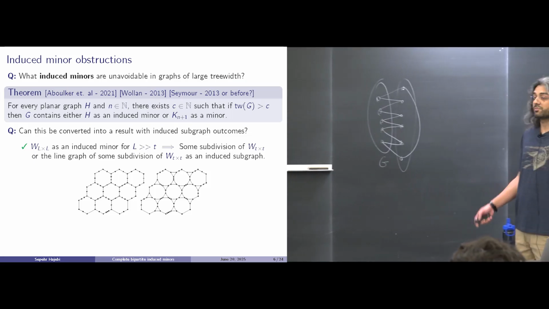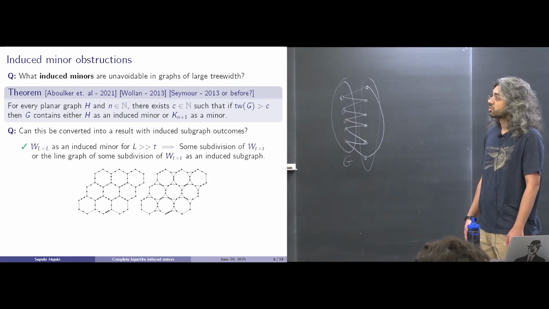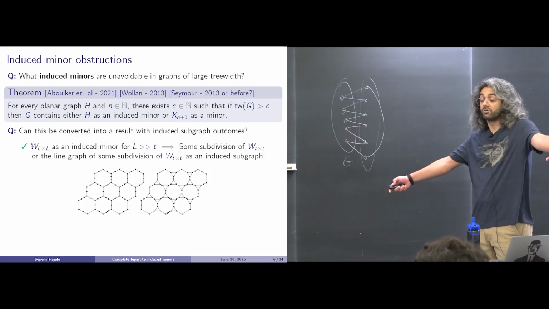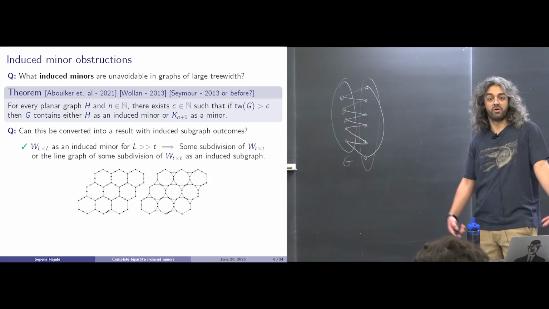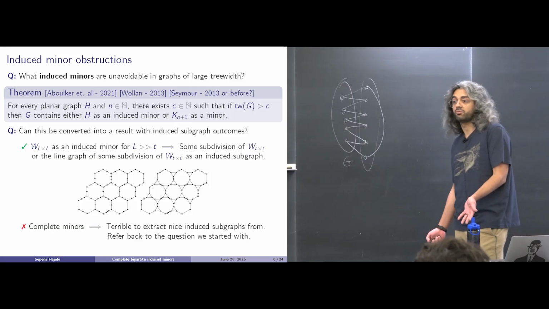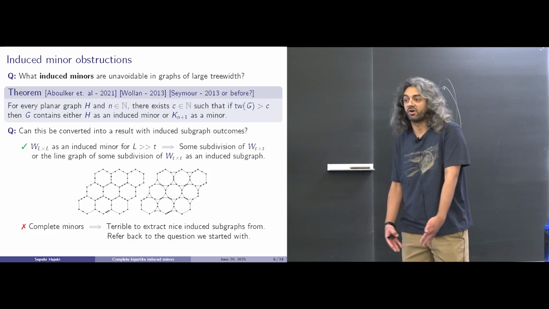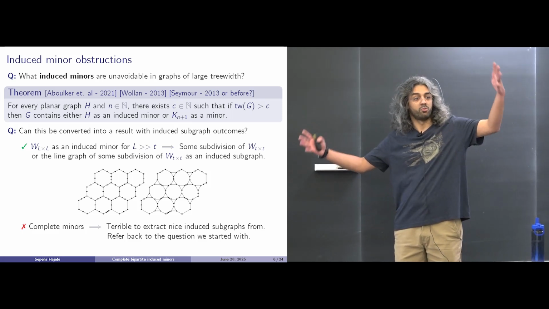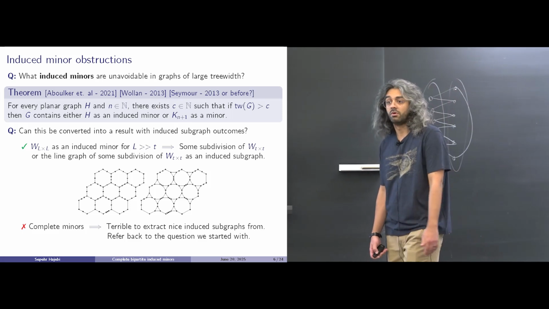So the planar induced minor outcome is good. So what is the second outcome? It'd be a complete minor. And what do I want? I want to see if it's going to give me some nice induced subgraphs. And we're back at the question that we started the talk with. If I give you a graph with a huge complete minor, then what induced subgraphs are unavoidable?